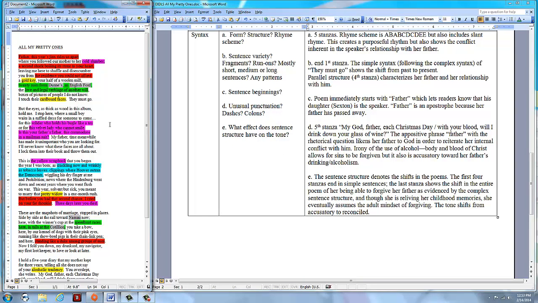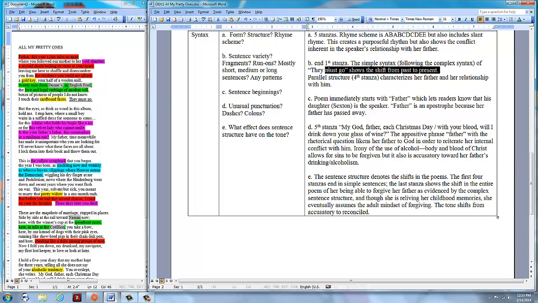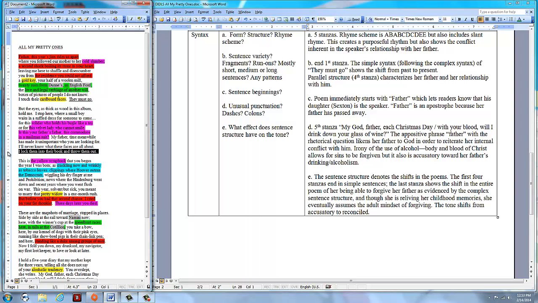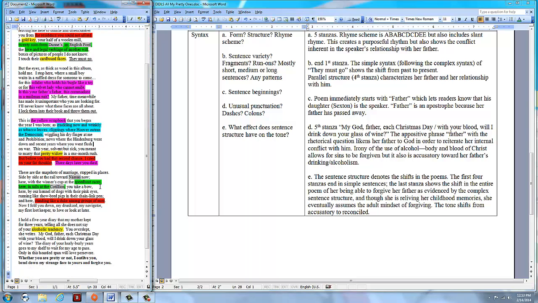Letter B, you're looking at the sentence variety and any patterns that you may or may not notice. What we notice is that the simple syntax is a technique that Sexton has employed now 2 times in her poems, so it might be something you'll be looking at throughout this collection. And the stanzas ending with those simple syntax sometimes, and for the most part, are showing a shift in setting, moving from the past to the present. There's also the use of parallel structure. And the 4th stanza's parallel structure is showing the relationship between herself and her father.